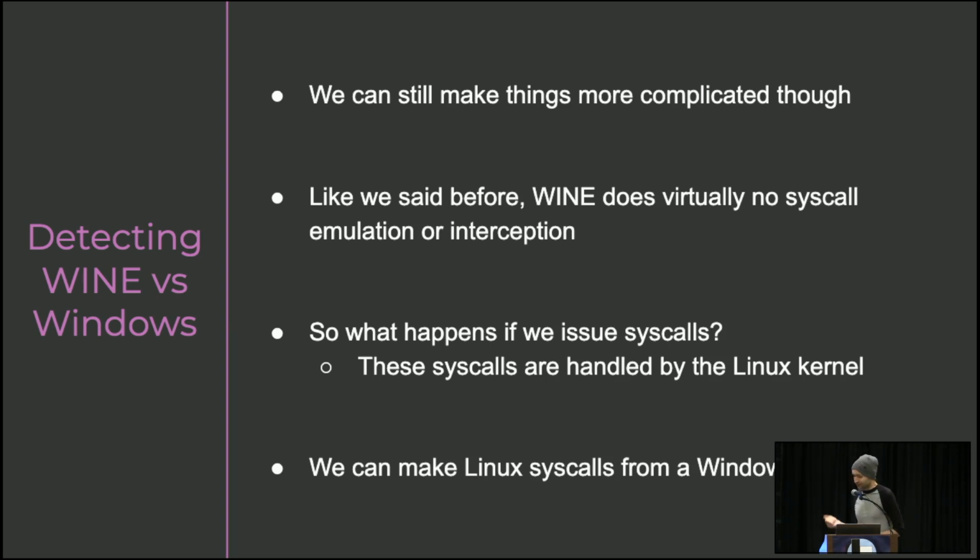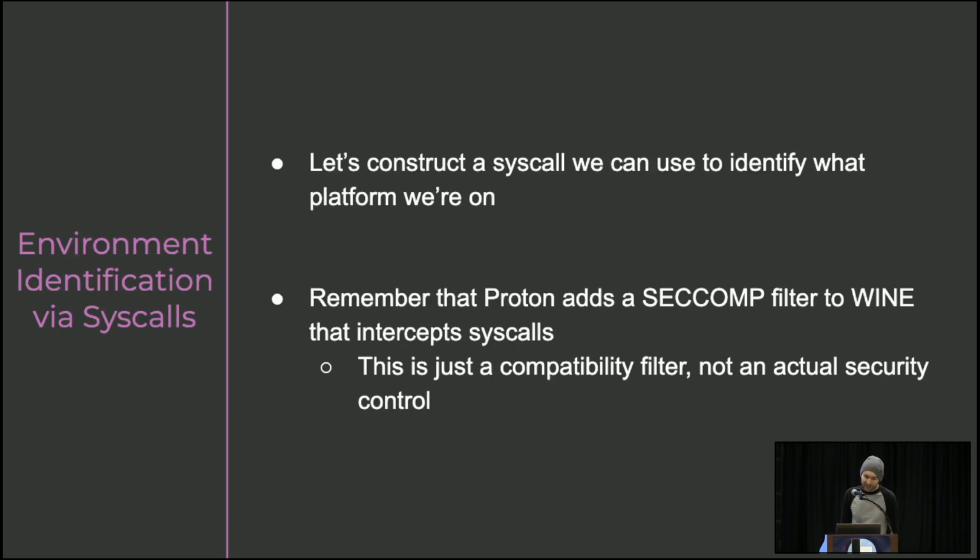And just as a quick aside, something that's really kind of interesting about this is, let's say you're doing a CTF or something and you're exploiting some binary that is a Windows application running in Wine. If you're using like Metasploit or something, that means that you can actually use the Linux payload or the Windows payload. They will both work, which is super weird. But it makes sense in the context. Anyway, getting back to it, let's construct a syscall that we can use to identify what platform we're on.